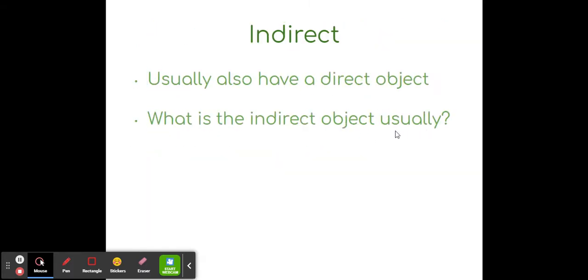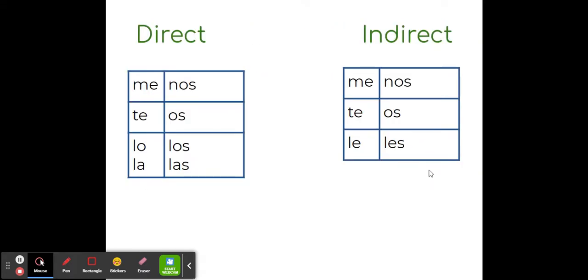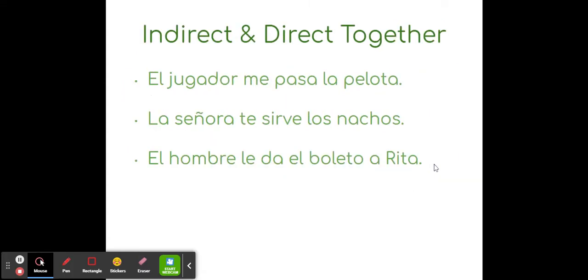So now that you understand what both direct and indirect objects are, I'll be showing you some examples of both of them together. So for instance, we have el jugador, the player, me pasa la pelota. The player passes me the ball. La señora, the lady, te sirve los nachos. So she serves you the nachos. As you can see, with a pronoun for indirect objects, it's going to come before the verb.